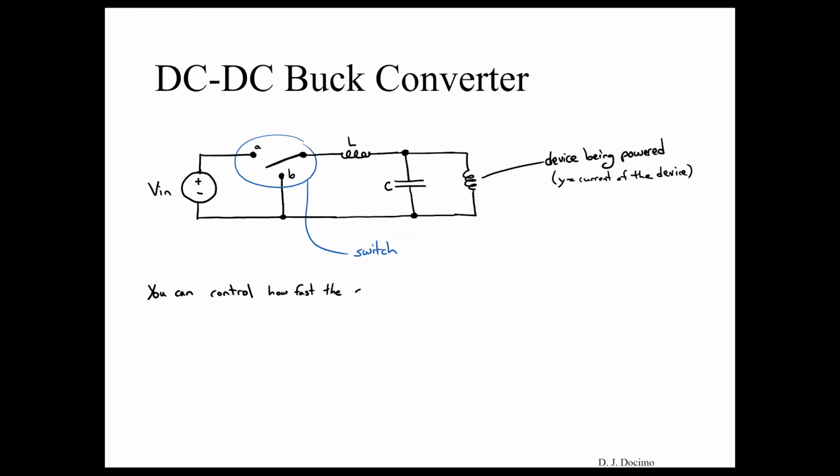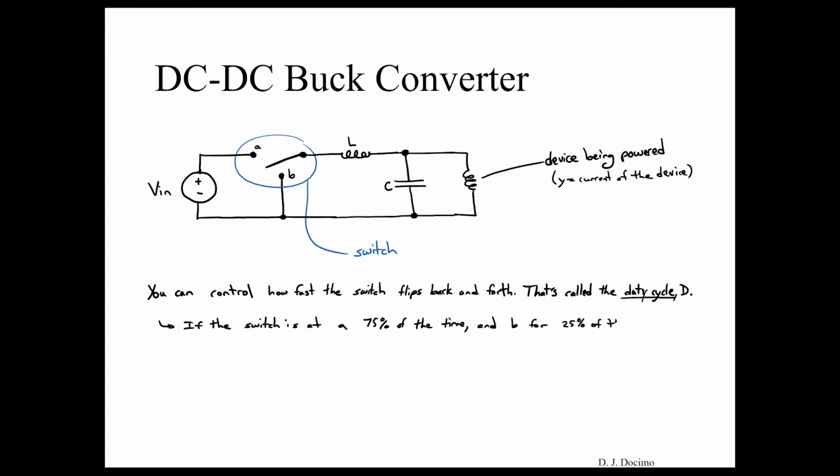And you can control how fast the switch flips back and forth. And the average of that is called the duty cycle D. So if the switch is set at 75% of the time it's at A and 25% of the time it's at B, then our duty cycle D is going to be equal to 0.75. And our duty cycle is something that you control. It is an input in this case.